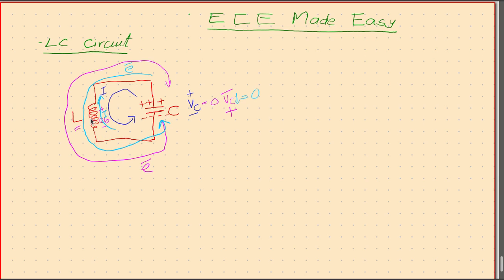The magnetic field will not allow current to stop, so it will create an electric field. The electric field will create current. Current will create a magnetic field. The magnetic field will maintain the current, and hence a reverse electric field is created, and this process continues on and on and on. One time in this direction, one time in this direction, and that continues.